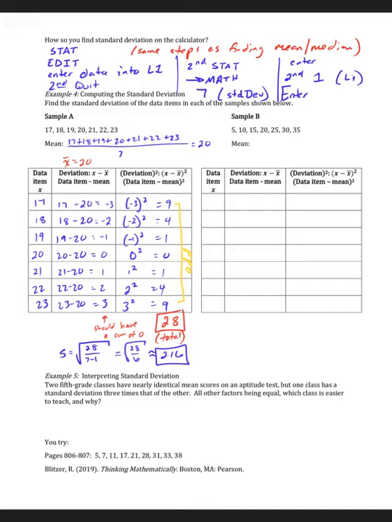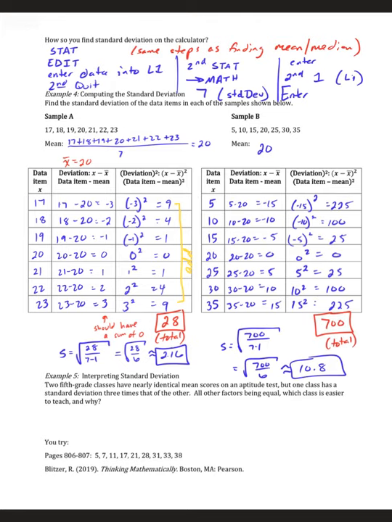So now what I want you to do, if you haven't yet, go ahead and try sample B. Try to work through that just like we did sample A. After you work through this one, again, you find the mean to be 20, which is the same as the mean in sample A. So they both have the same mean. However, you notice that their standard deviations are very different. This one has a standard deviation of 10.8, whereas sample A had a standard deviation of 2.16.